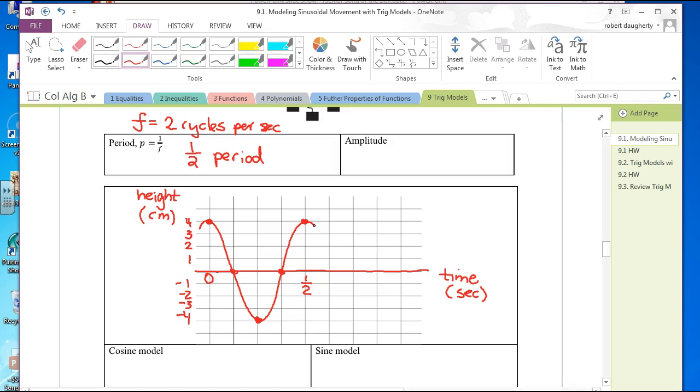So what are the things that I need? I'm going to need to know, so what is some of the problems later I'll ask you, but what is the amplitude? Yeah, it goes up 4, it goes down 4. The amplitude is 4, okay? What is the period? Yeah. The period is 1/2. Okay.